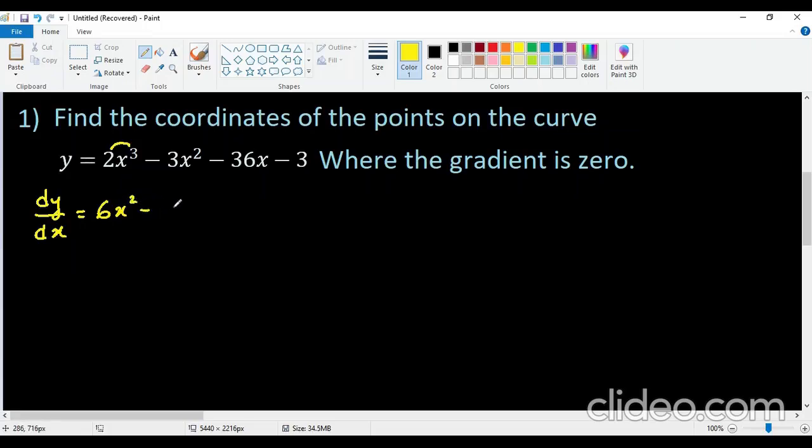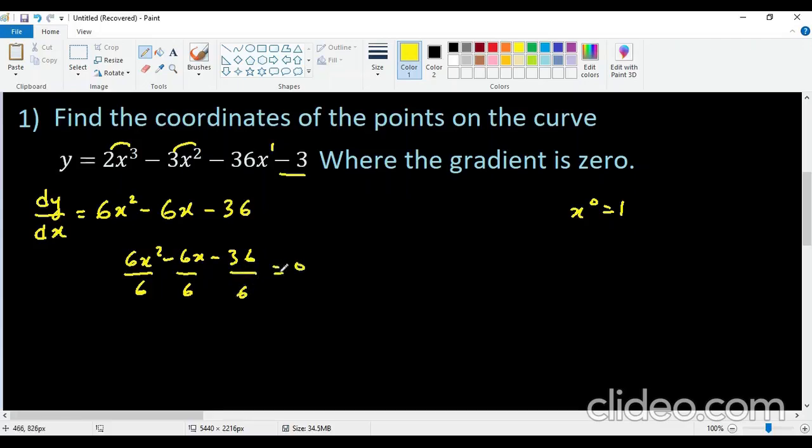And in here again, 3 times 2 times 3 is 36, and x has power 1. So 1 minus 1 gives you 0. That means x to the power 0 equals 1, so when we multiply 36 by 1, it's not going to affect it. And this 3 will not be used. As soon as you get 6x square minus 6x minus 36, we are going to divide everything by 6.